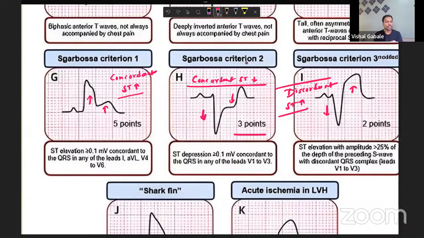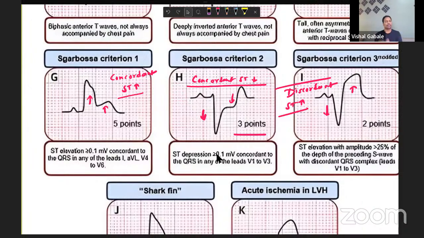The points given for concordant ST elevation are 5 points, concordant ST depression 3 points, and discordant ST elevation 2 points. If the total score is more than 4 or 5, then you diagnose the patient as MI. That was the old criteria. Currently, for each of these findings we just give 1 mark, and if you have more than 3 points, that's called MI. That's about the Sgarbossa criteria, and it's typically used in left bundle branch block patients.